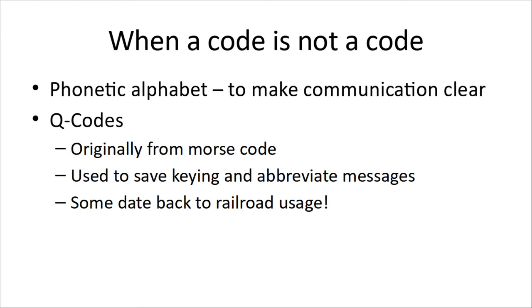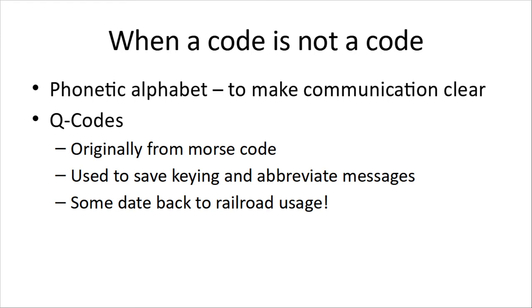So, you know, you're spelling your name. If your name is Joe, you'll say Juliet Oscar Echo, just to clear up that communication. So it may sound like a code, but it's not really. And then there's Q codes. You'll have people saying QTH, asking for location, QTZ to ask who it is.